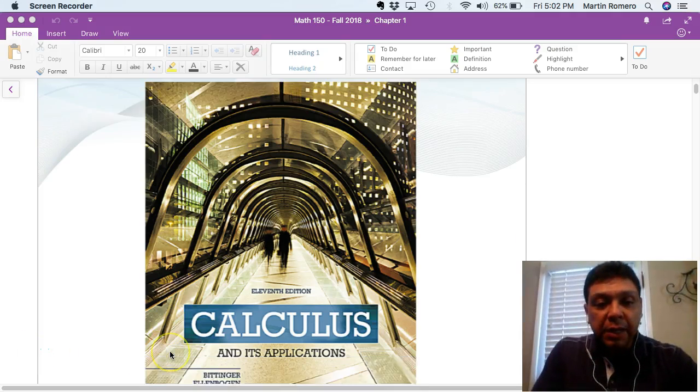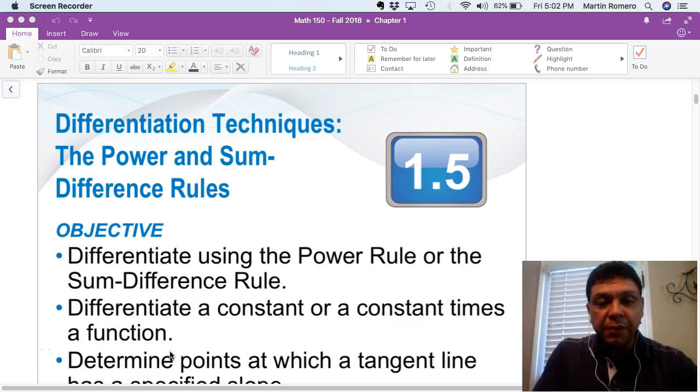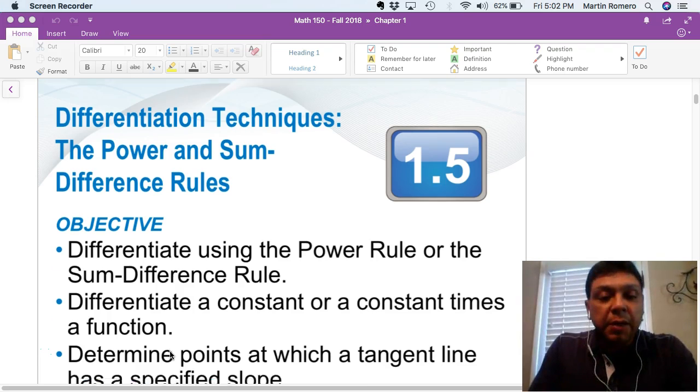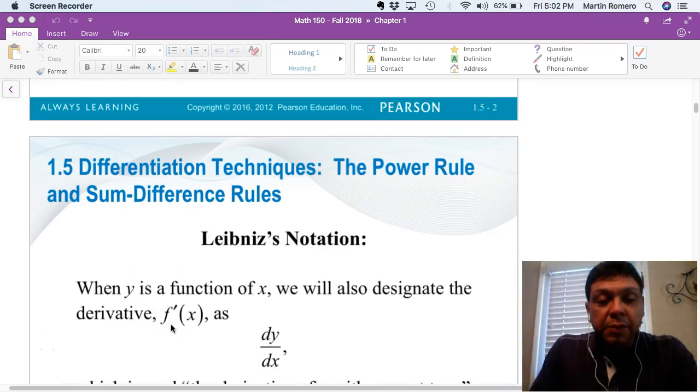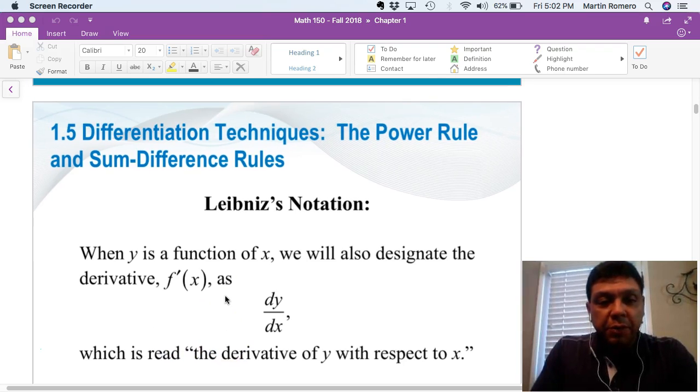This video is to help us with chapter 1.5, finding the derivative using the shortcut rules that we talked about in class. I want to go through some of those examples and some of the quick checks that could help you with your homework. First, we have to remember what a derivative is.